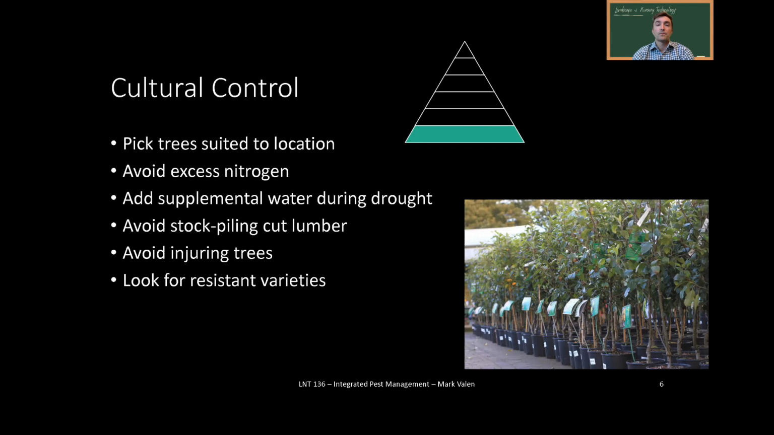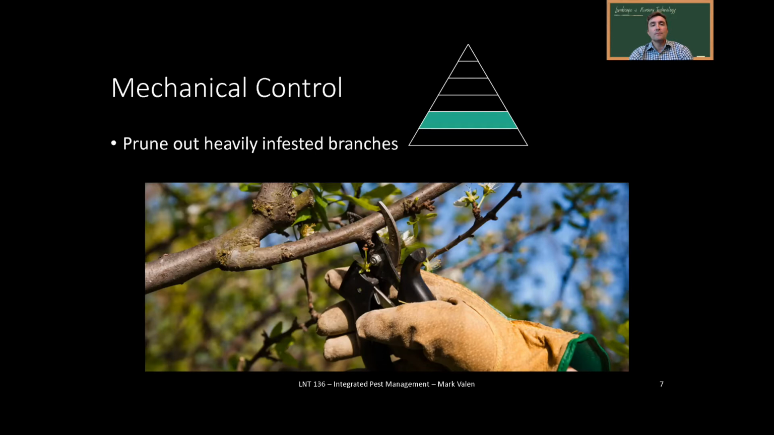Moving up the IPM pyramid, we can look at mechanical control. And this is where you are pruning out heavily infested branches. So you can actually remove some of the pest organisms. Now, if these are mobile pests, they're just going to crawl to the next place. So you're going to want to dispose of that material carefully and prevent further infestation. And you want to do your pruning in such a way that it's not going to do more harm than good, but pruning out the heavily infested branches is a means at our disposal.